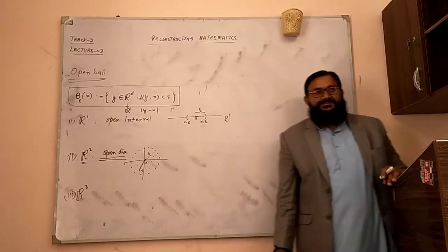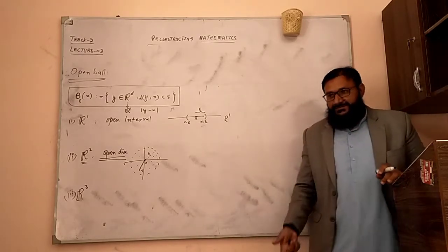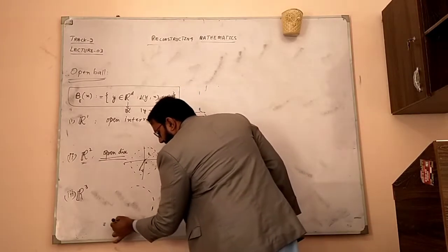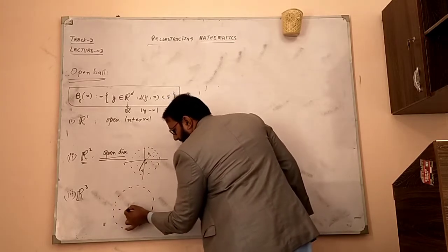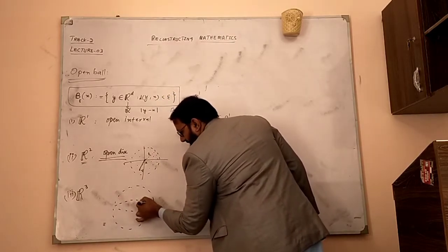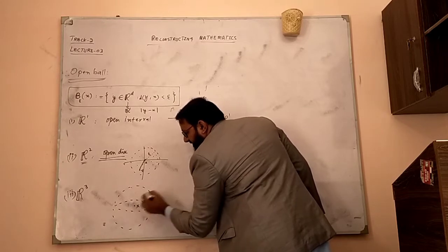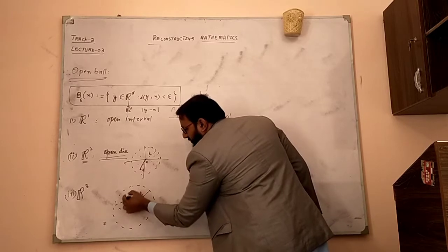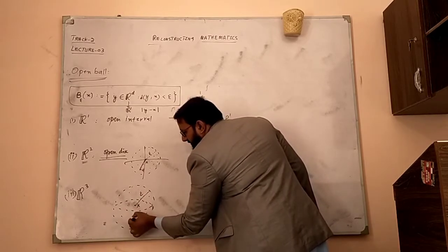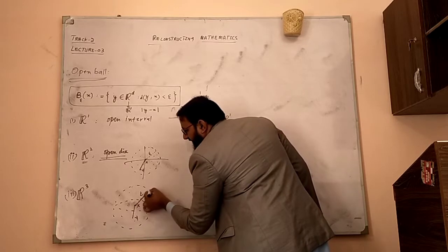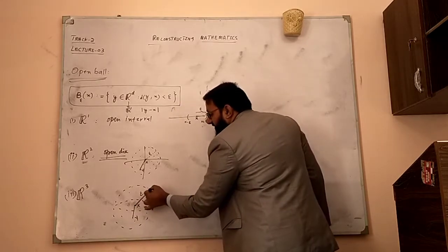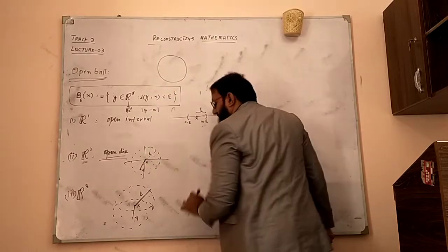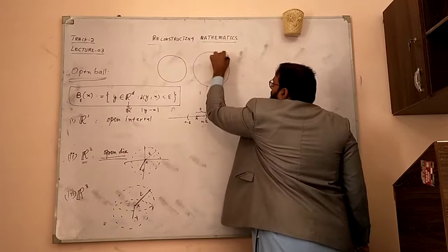What about R3? Sphere. It's an open sphere. In R3, it's an open sphere. Like you have this is an open sphere, this is its center, and you find the distance. This is epsilon. You take any point, its distance from this x should be less than epsilon. And this boundary is not included. If you include the boundary, you just give a line like this. If you include the boundary, we call it closed ball.